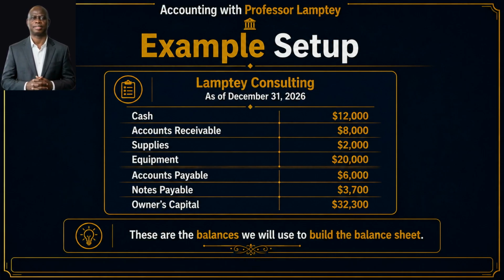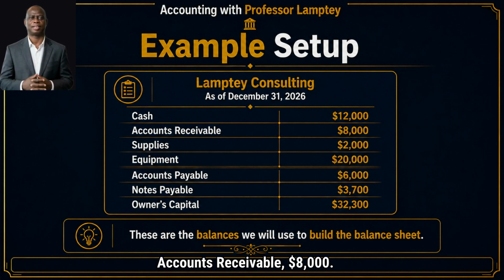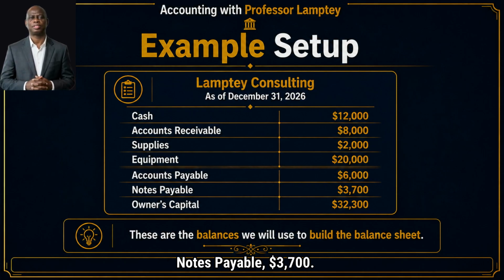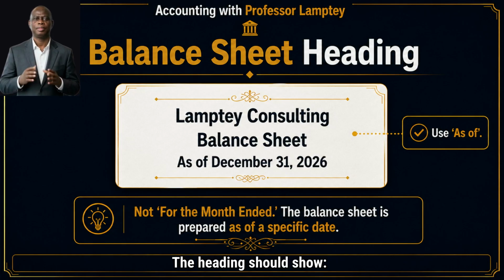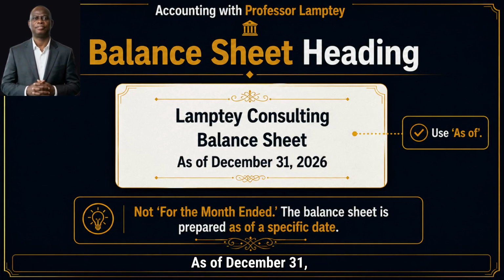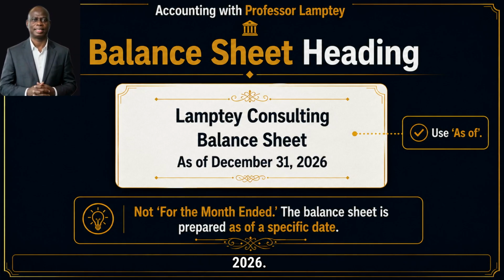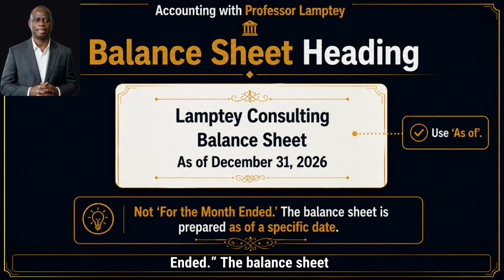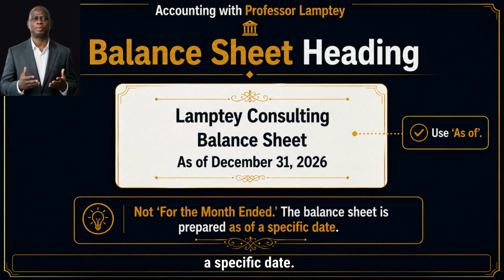Cash, $12,000. Accounts receivable, $8,000. Supplies, $2,000. Equipment, $20,000. Accounts payable, $6,000. Notes payable, $3,700. Owner's capital, $32,300. Now let's organize this properly. The heading should show Lamptey Consulting, balance sheet, as of December 31st, 2026. Notice the wording, as of, not for the month ended. The balance sheet is prepared as of a specific date.